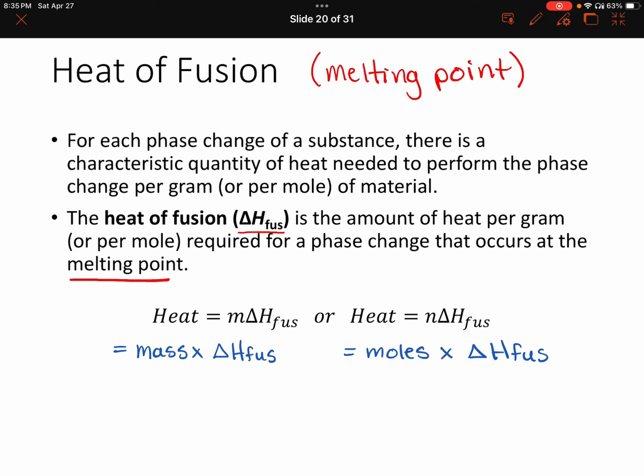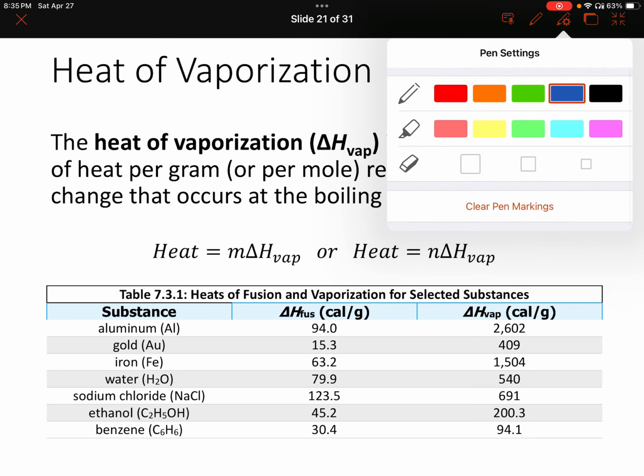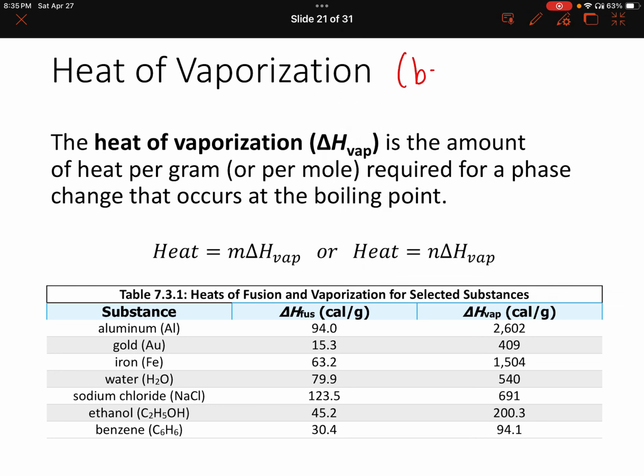Okay, now let's look at the boiling point. What equation do we need for the boiling point? Because we've already talked about melting point. So at the boiling point, instead of a heat of fusion, we use something called a heat of vaporization. So again, this will be for the boiling point. The symbol for the heat of vaporization is delta H VAP. And again, this could be written in terms of mass or moles, and moles is given the symbol N.